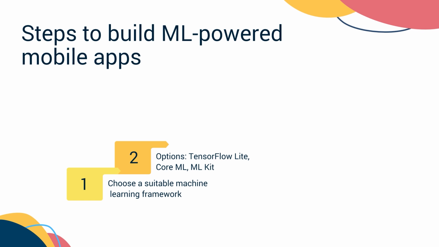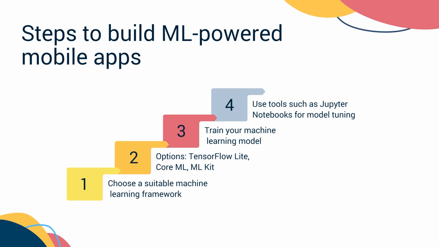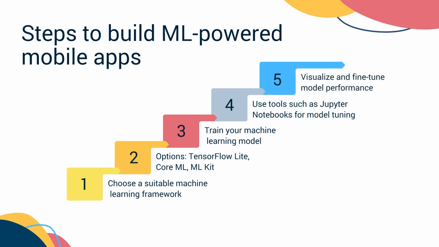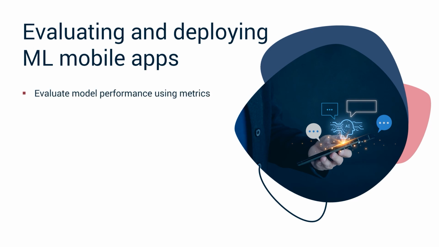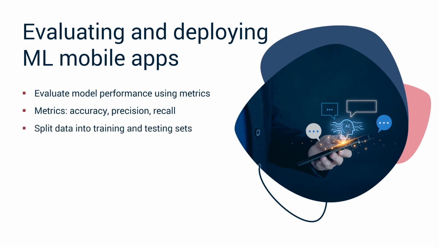After selecting your framework, you can train your machine learning model. For instance, if you're building a spam detection app, you'd train your model using a dataset of emails labeled as spam or not spam. During this step, tools such as Jupyter Notebooks can help visualize and fine-tune your model's performance. Once your model is trained, it's important to evaluate its performance using metrics such as accuracy, precision, and recall. Splitting your data into training and testing sets ensures the model can handle unseen data effectively.